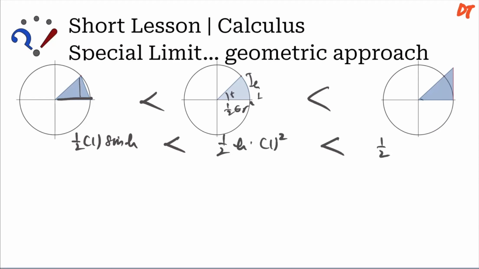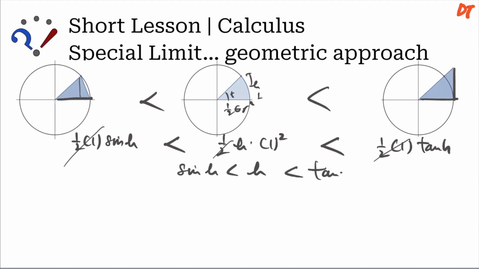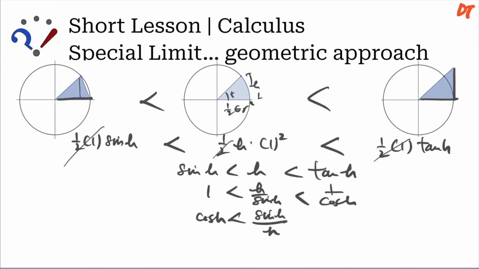this. This is 1/2. The base here is the same, 1. This height, as it turns out, is tangent of h. So we all have halves in common. So we essentially end up with sine of h less than tangent of h. Let us divide every single term by sine of h. Then we end up with 1 over cosine. But we don't want h over sine of h. We want sine of h over h. So we flip it. And we end up with this.